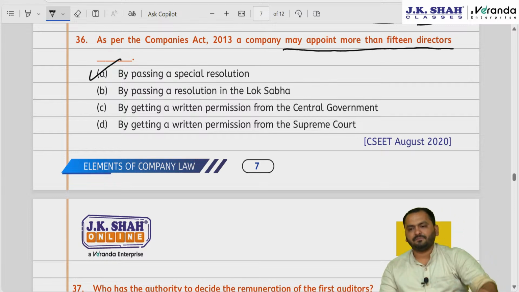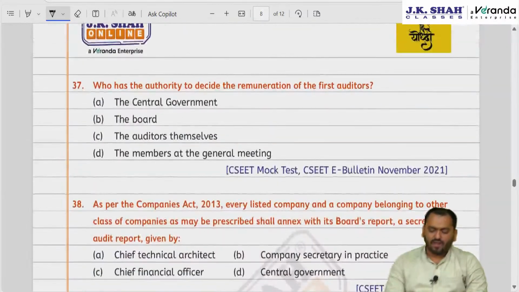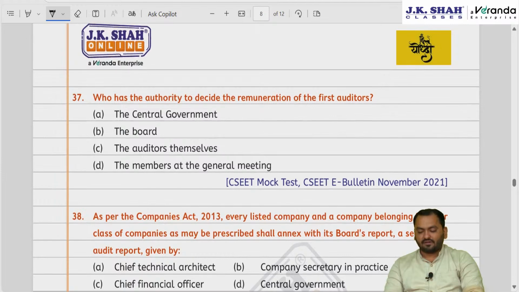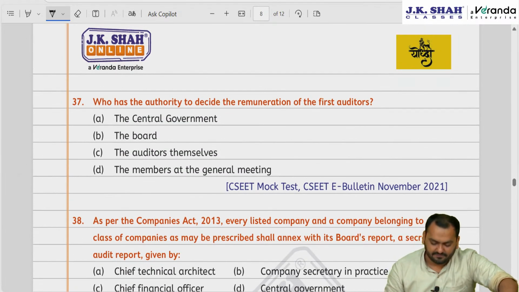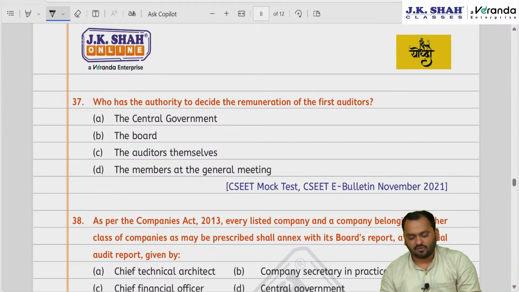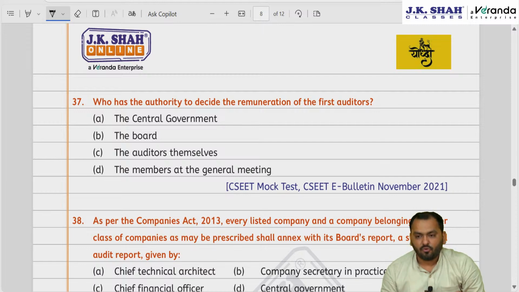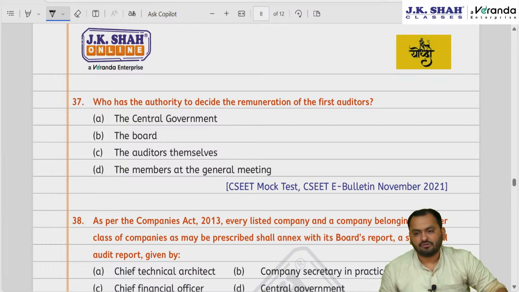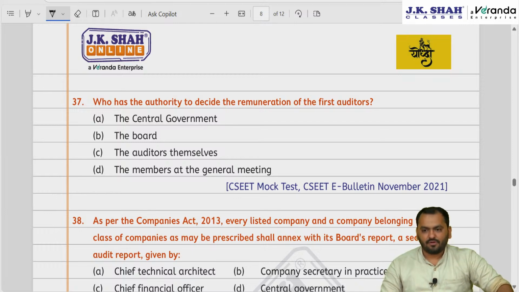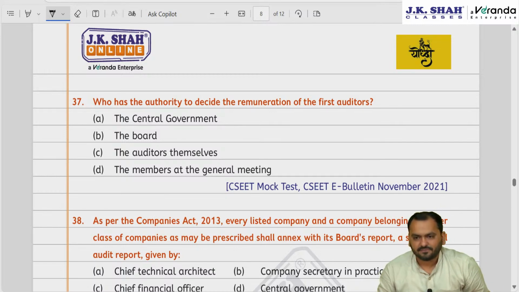Very simple. Next one: who has the authority to decide the remuneration of the first auditor of the company? Come on, the central government, the board of directors, the auditor themselves, or the members at general meeting? Who decides the remuneration of the first auditor?